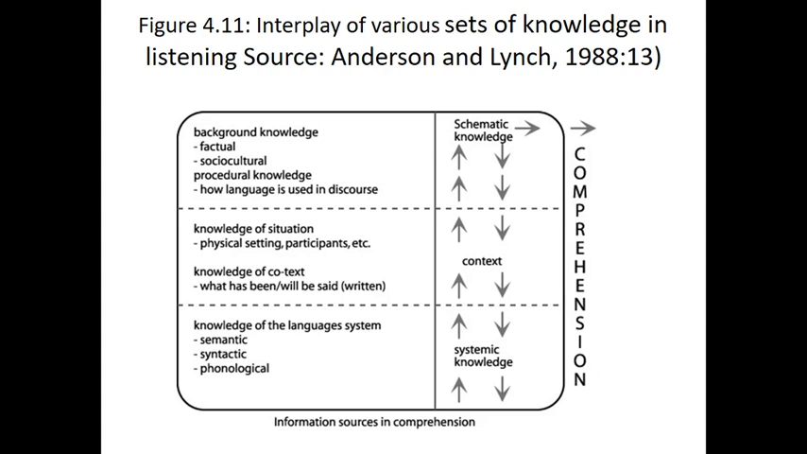So this theory shows interplay of various sets of knowledge in listening source, according to Anderson and Lynch. Schematic knowledge, context, systemic knowledge. Then the background knowledge, factual, social knowledge of situation, knowledge of core text, knowledge of the language system, semantic, syntactic, phonological. So all these things are considered for comprehension, and these are the information sources in comprehension.